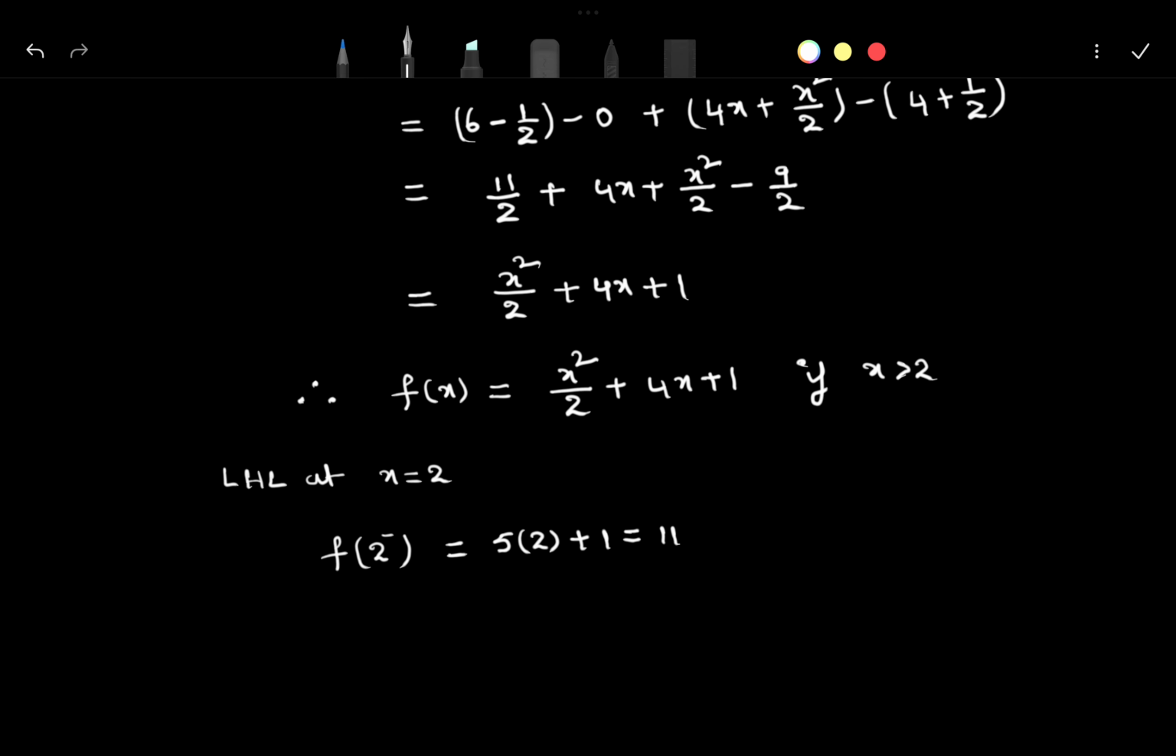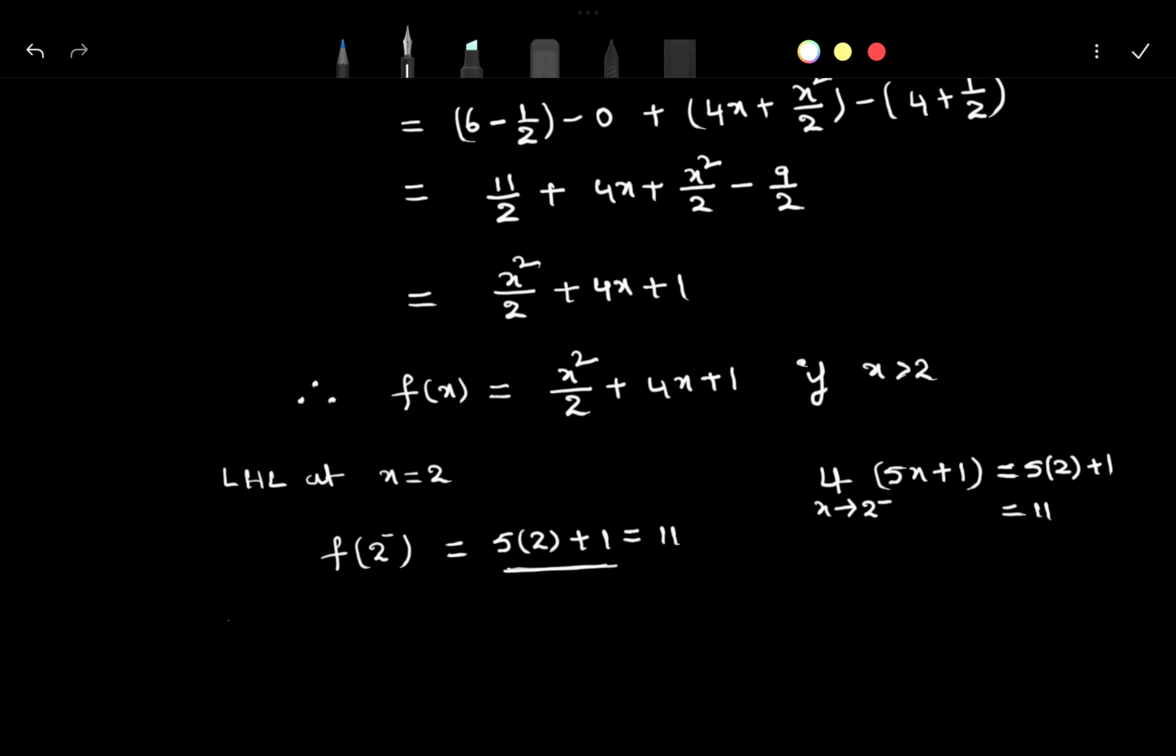Actually this is not a proper method, but you have to write limit x tending to 2 minus of 5x plus 1. So now you substitute x equals 2, and you get 5 into 2 plus 1, so that is equal to 11. But here I substituted directly.